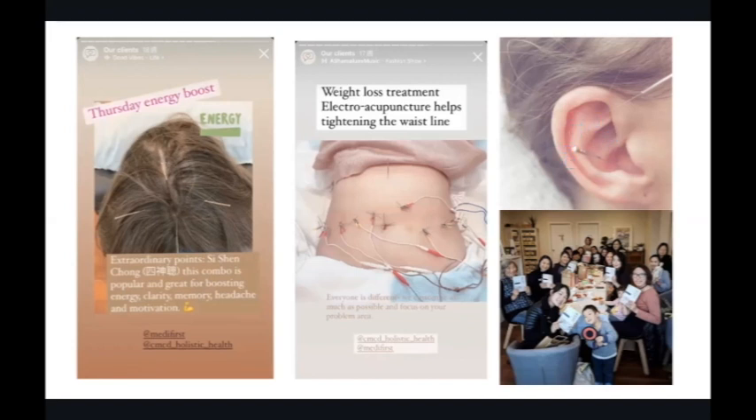And the top right is acupuncture on the ear. So there's another system that we can do, because some people don't like acupuncture on the body, so they can also opt for this sort of acupuncture.